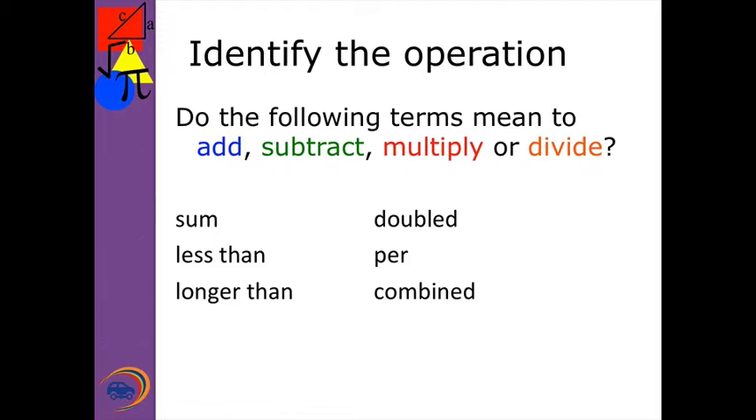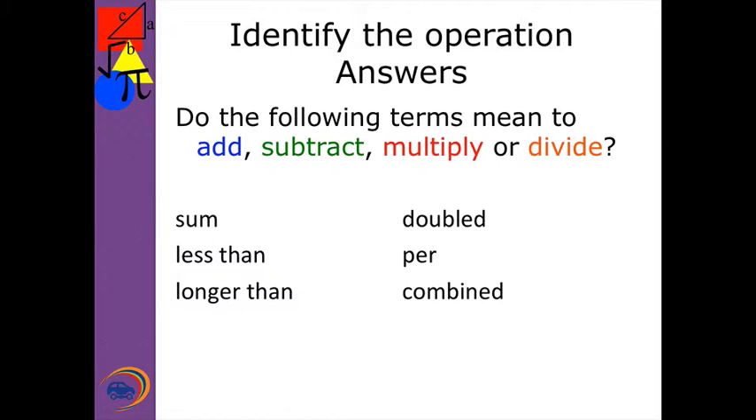Welcome back. Let's go and check our answers. Sum means to add. Sum actually by definition is the answer in an addition problem. Doubled means to multiply, and specifically it means to multiply by 2. Less than means to subtract. Per means divide, longer than means subtract, and combine means add.